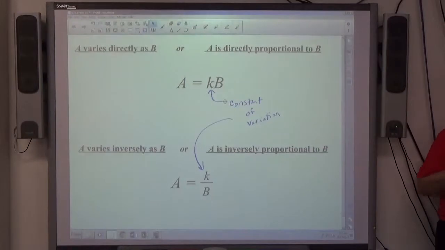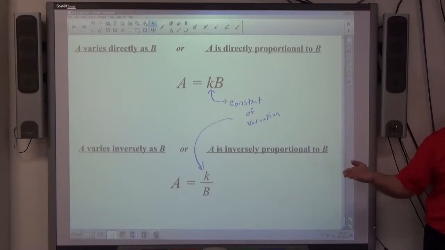All right. Each problem has a constant of variation. It changes from problem to problem. In one problem, k might equal 6. The next problem, k might equal 1 over 10,000. The next one, it might equal 2/3. It'll be whatever it is. But there's going to be a constant of variation within the problem.